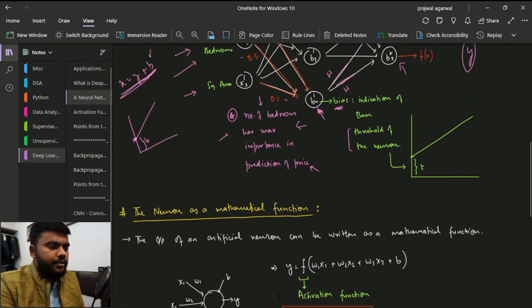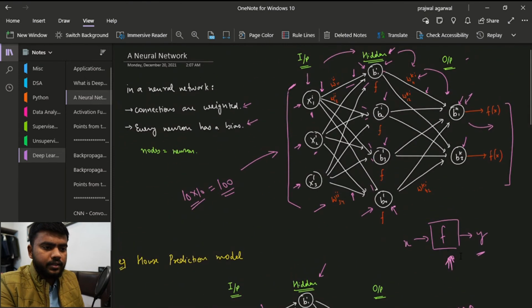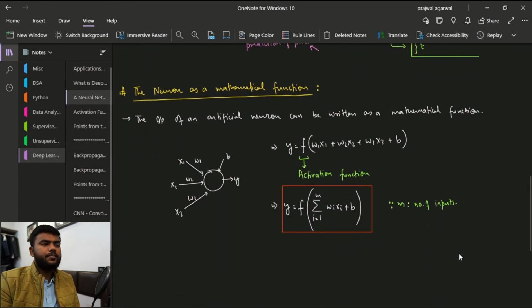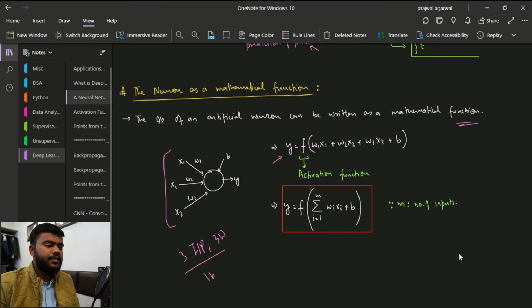The next thing that we have to understand is what I told here. So let's see a neuron as a mathematical function. The output of an artificial neuron can be written as a mathematical function in such a way that y is the output. So let's first understand the number of connections associated with a neuron. The first thing a neuron has is a number of inputs. So we have three inputs here, and we have three weights. Then we have one bias, and then we have one outgoing output.